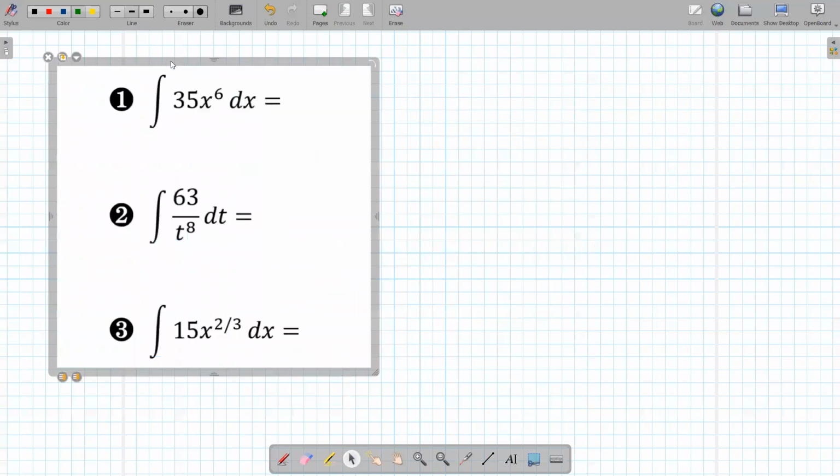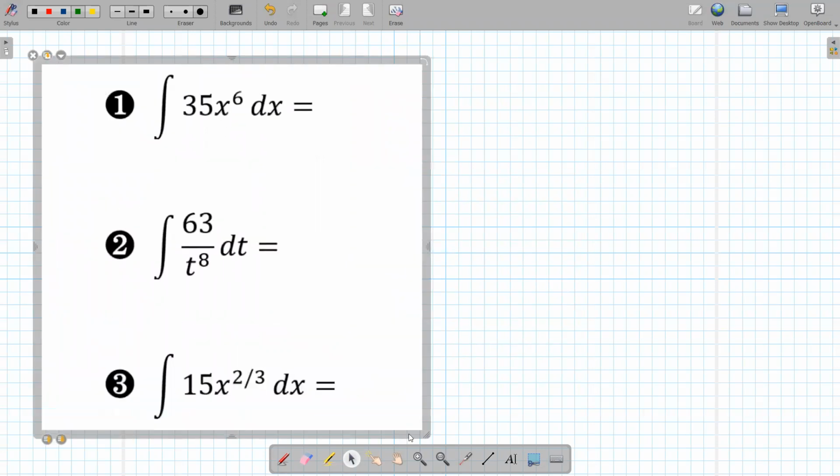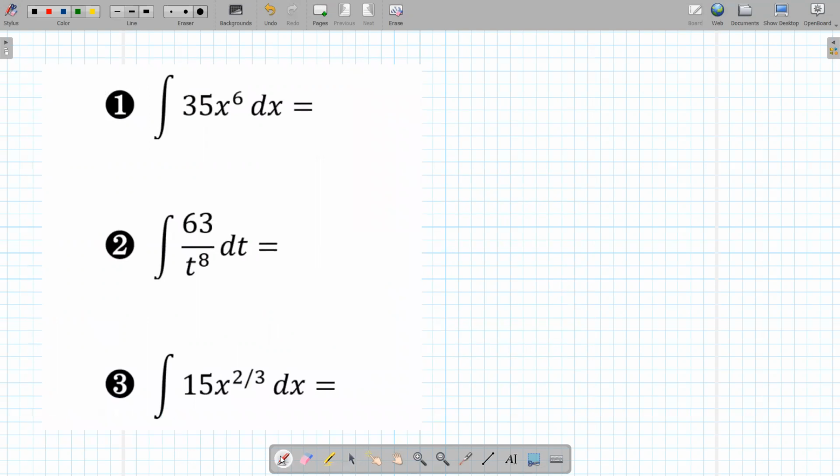Let's look at this. Again, as you can see, it's pretty easy. There's nothing tricky going on. No one's trying to trick you. Look at this, this is very quick. You're going to add 1 to the exponent, it becomes a 7. You're going to divide this by 7 as well, plus c. And you clean this up. 7 goes into 35 5 times. 1 and done. This one, you first rewrite it by bringing t^8 to the top. It's going to become t to the negative 8.